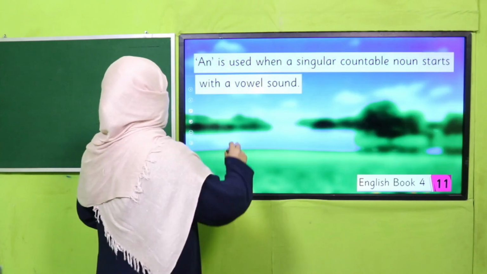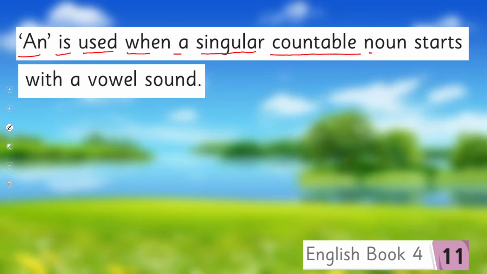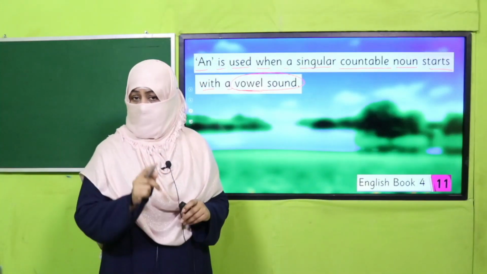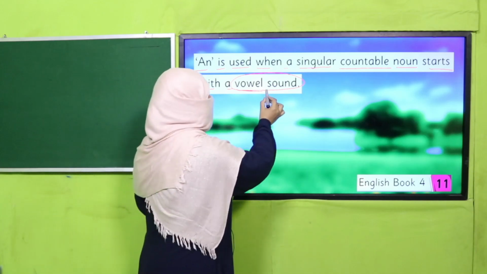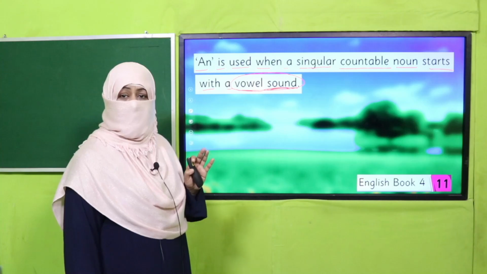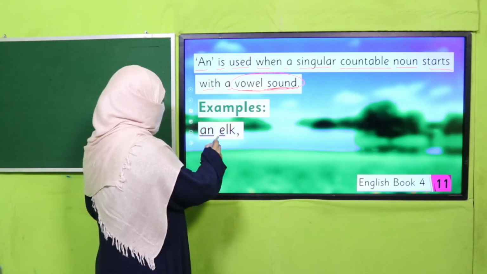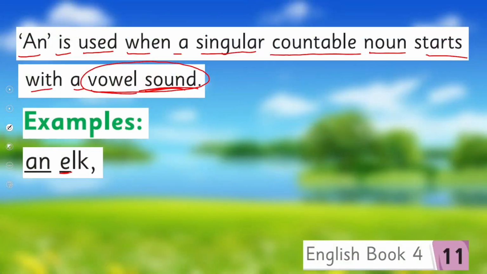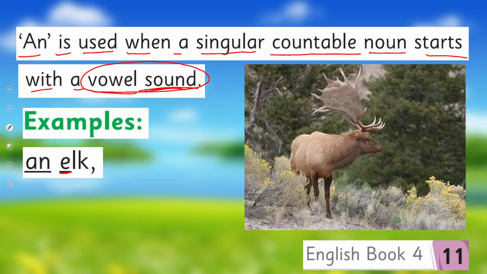Now, the use of an. An is used when a singular countable noun starts with a vowel sound. And what are vowels? Remember, A, E, I, O, U. There are 5 vowels. Here, the important thing is vowel sound, not vowel letters. And we have learned all the sounds of vowels. So first, let me tell you its examples. An elk. E is a vowel, and do you know what an elk is? This animal is an elk.